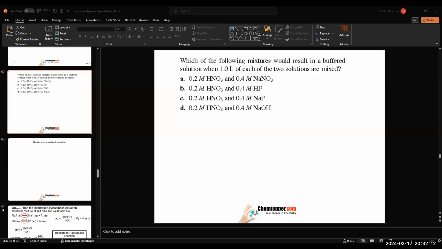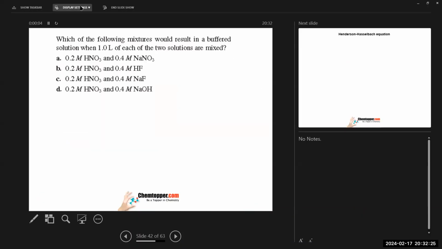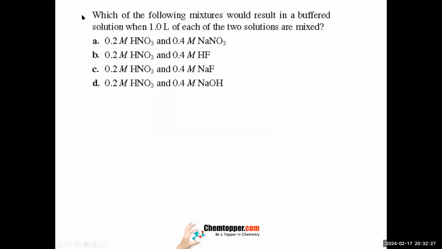So I'm giving you one example here. Okay, I'm starting with an example. And we'll check whether the given solution is a buffer or is not a buffer. So very carefully observe this example.